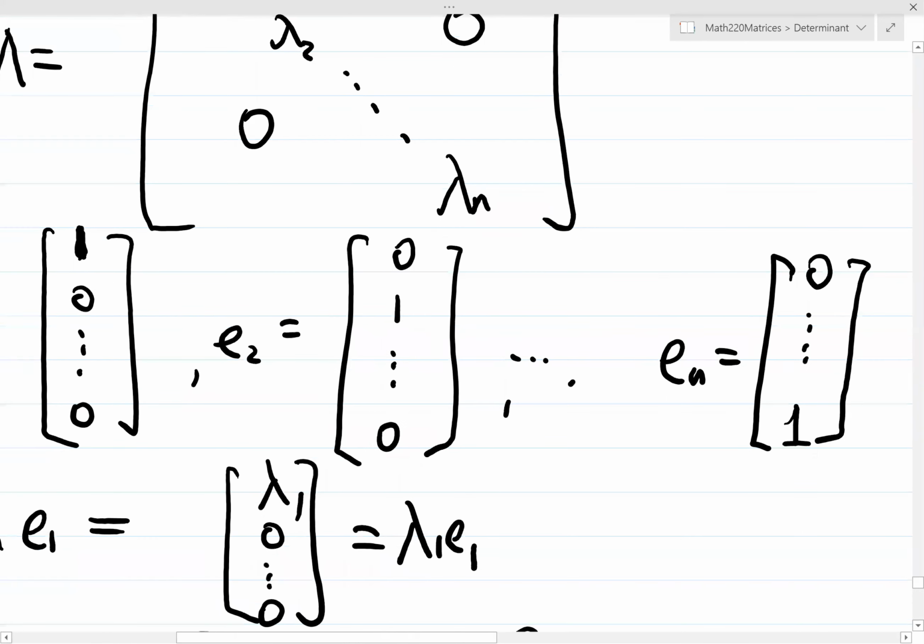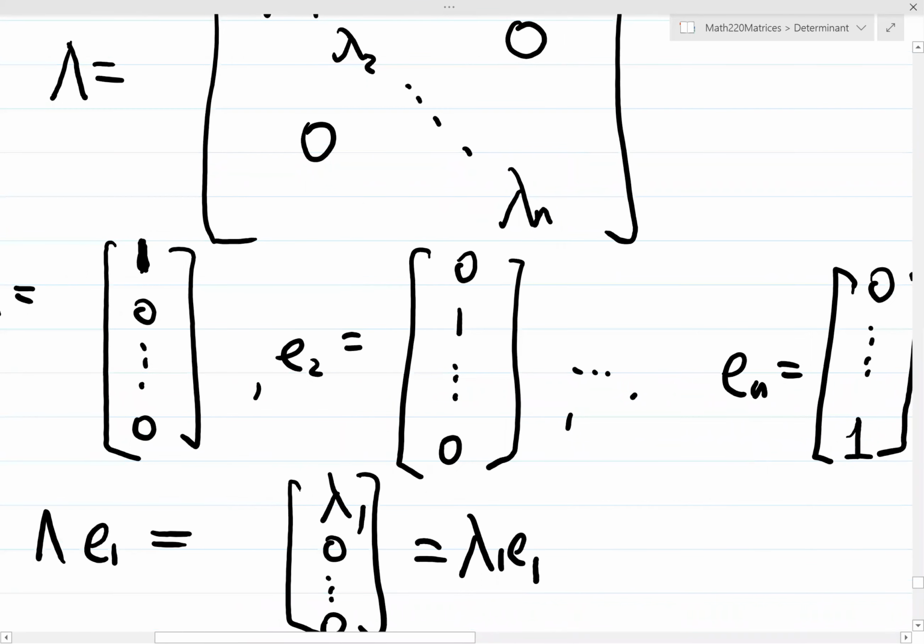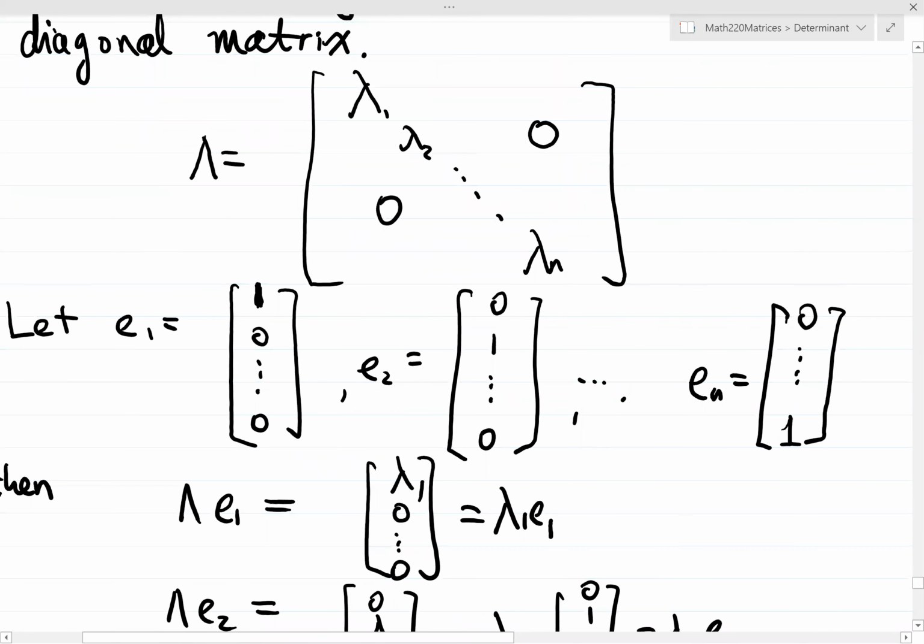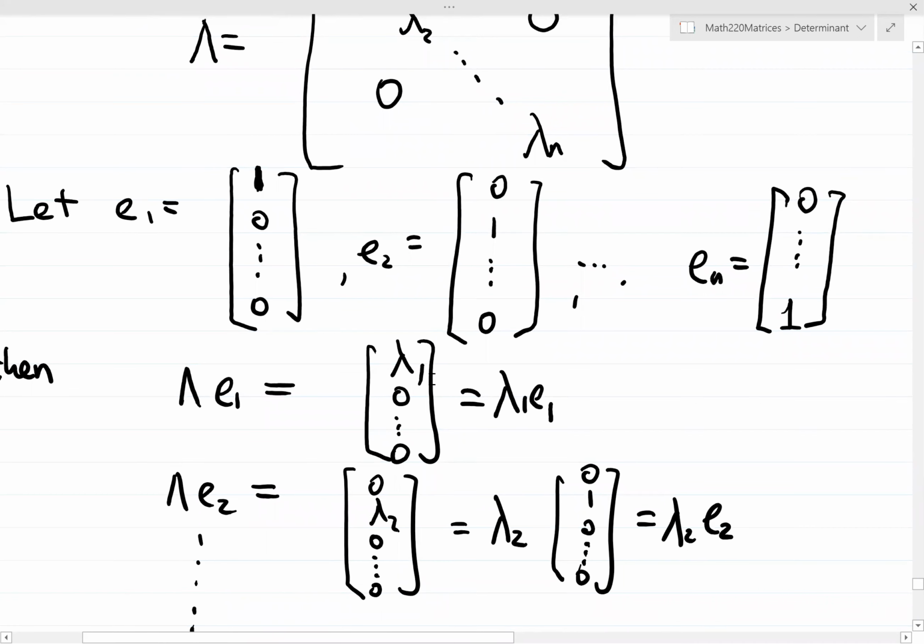Okay, so they are orthogonal. You can easily check that the pairwise dot product between these vectors is 0. So they are orthogonal vectors that span Rn. This is the standard orthogonal basis for Rn. They are the eigenvectors of this diagonal matrix with eigenvalue lambda i. You can easily check.